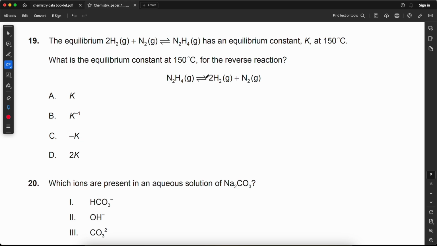The equilibrium 2H2 plus N2 produces N2H4 and has an equilibrium constant K at 150 degrees Celsius. As you can see now, it's reversed with the same coefficients. It means K would be K to the power of -1.